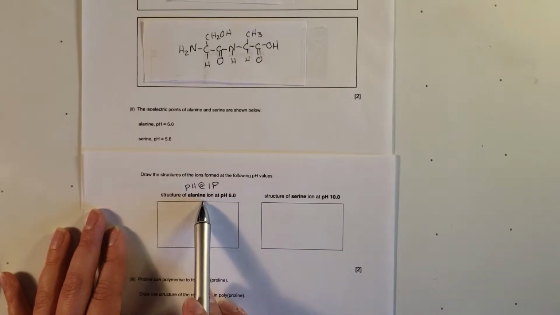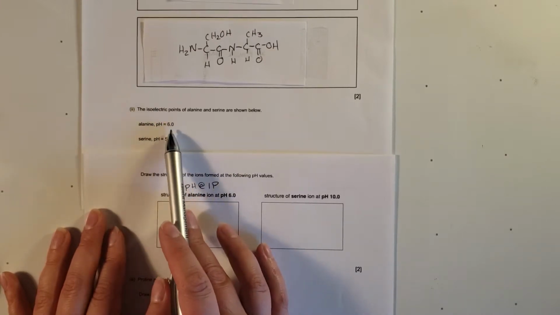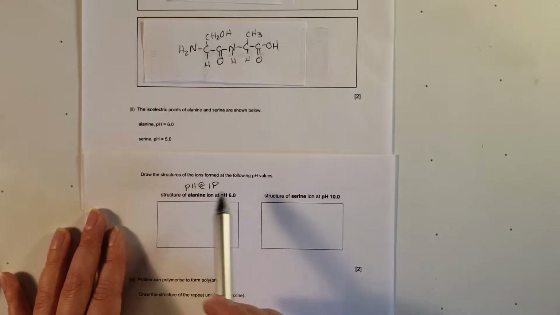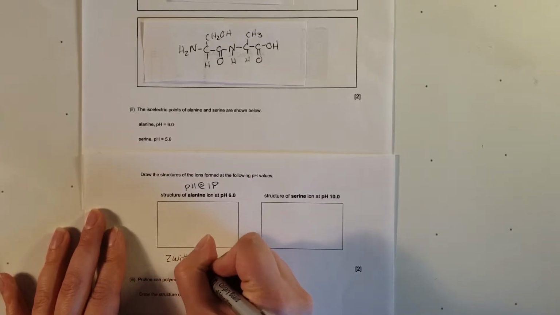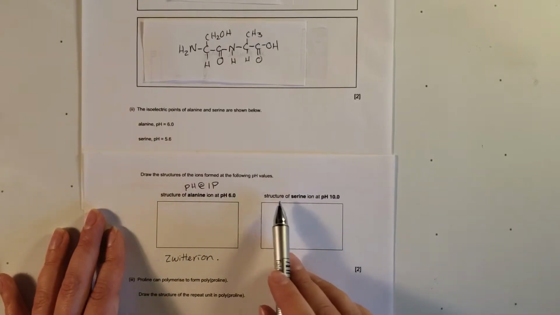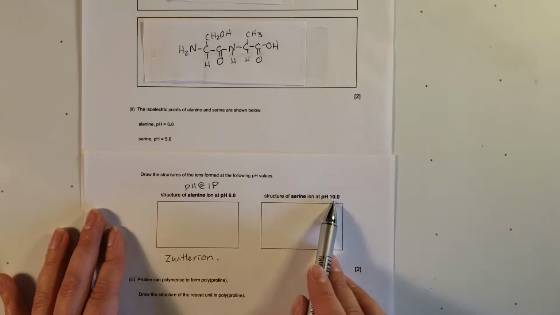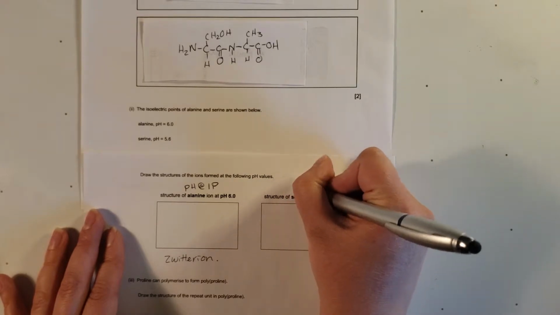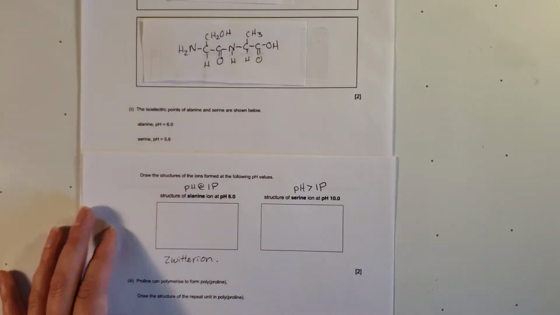So the structure of the alanine ion at a pH of 6. So if we check the isoelectric point, that is 6. So this diagram will be our pH at the isoelectric point. So we should be thinking about forming a Zwitter ion there, or drawing a Zwitter ion. The structure of the serine ion at a pH of 10. Now 10 is greater than 5.6, so here we're at a pH greater than the isoelectric point.